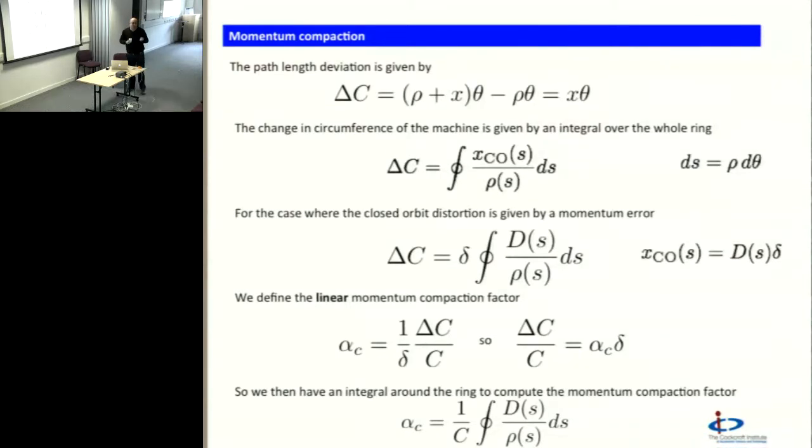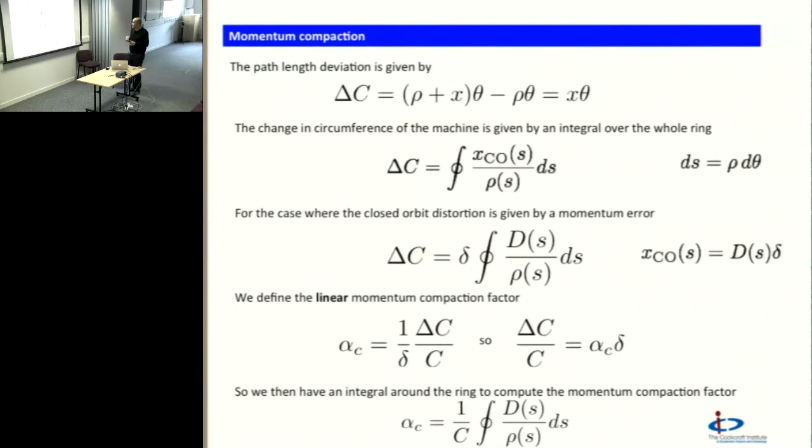I've called it C, by the way, because we've considered a single dipole. What we'll do is we'll just assume the ring is made up of dipoles to compute an expression for the momentum compaction factor, which is just this quantity, essentially. So path length deviation is given by rho plus x times theta minus rho theta for the ideal orbit. So the path length variation is given by x times theta. So that's for a single dipole.